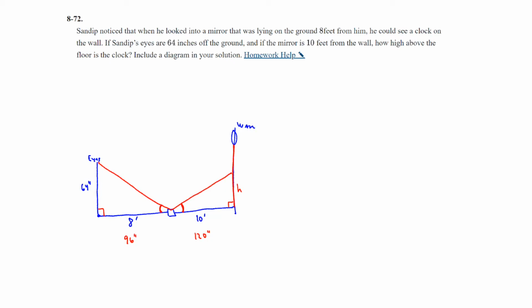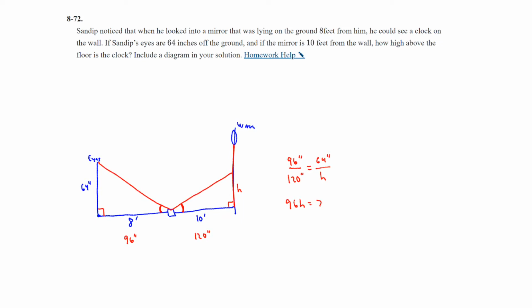We can create ratios with similar figures. So we're going to go with the triangle on the left. We'll start with the 96 inches over the corresponding part on that one, which would be 120 inches in terms of the side length. And that should be equal to, we have the 64 inches to Sandeep's eyes, and then the h value, which is actually what we're trying to find, the height from the floor to the clock. So let's go ahead and multiply this and see what we get.